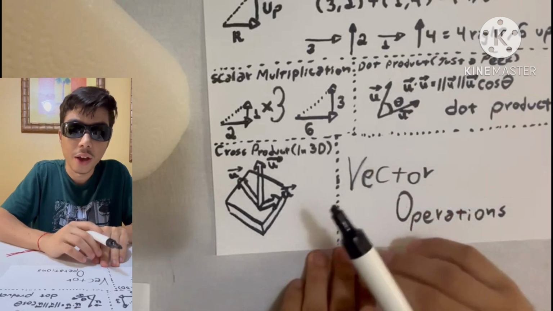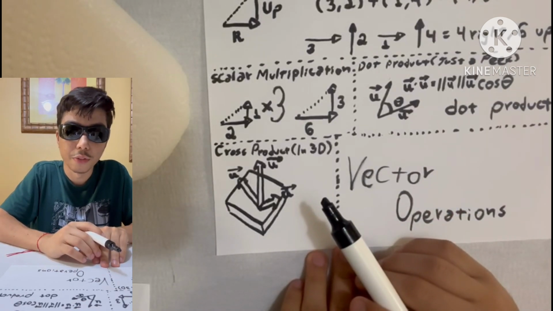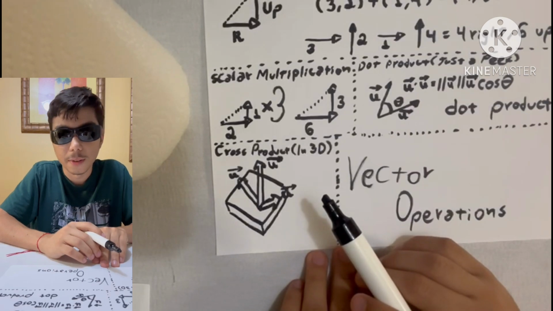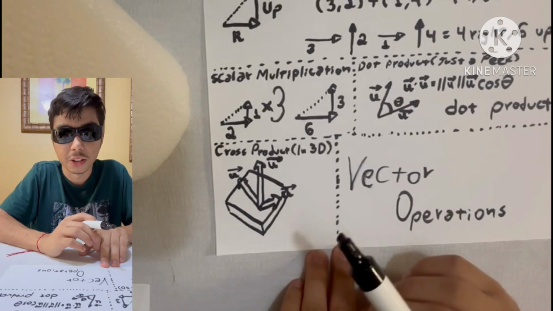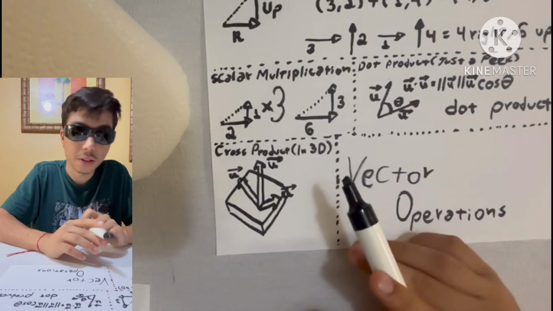And in 3D, we have the cross product. It gives you a vector that's perpendicular to both original vectors. Super useful in physics and 3D modeling.